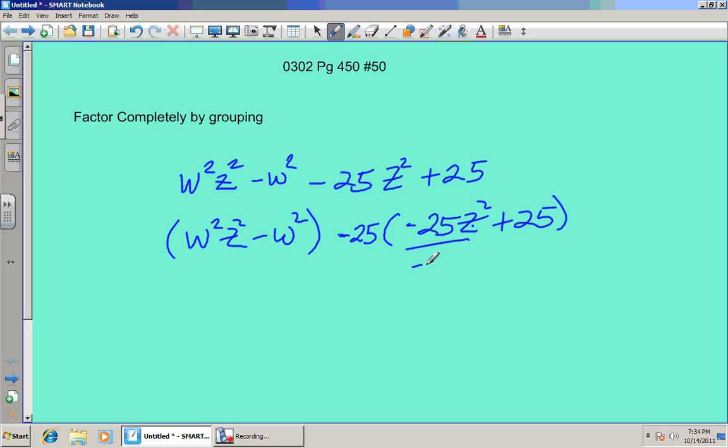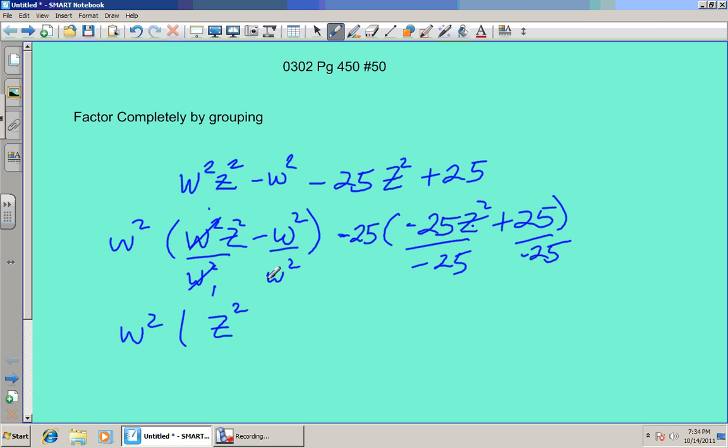So I'll divide everything by minus 25 on this one, right? Set of terms, and on the other side I'm going to factor out a w squared, and so I'm going to divide w squared under each of the terms. Now we can see that we have w squared here, and this will become 1. Any number over itself is 1. So this becomes z squared, and this will cancel with this, or we should say any number over itself is 1. So that becomes a minus 1 in parentheses.